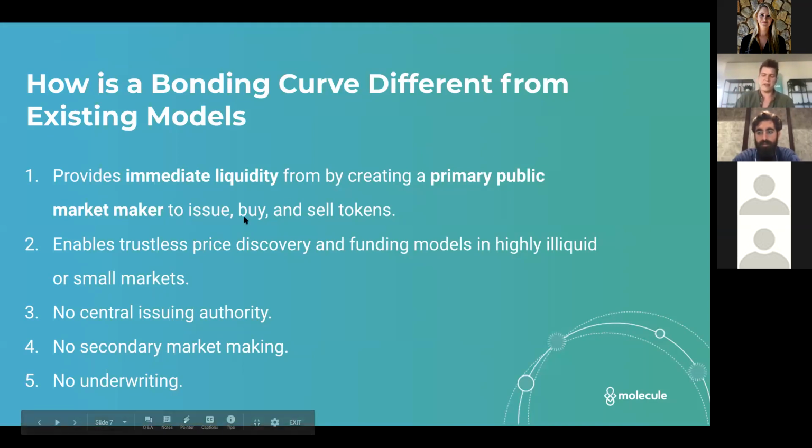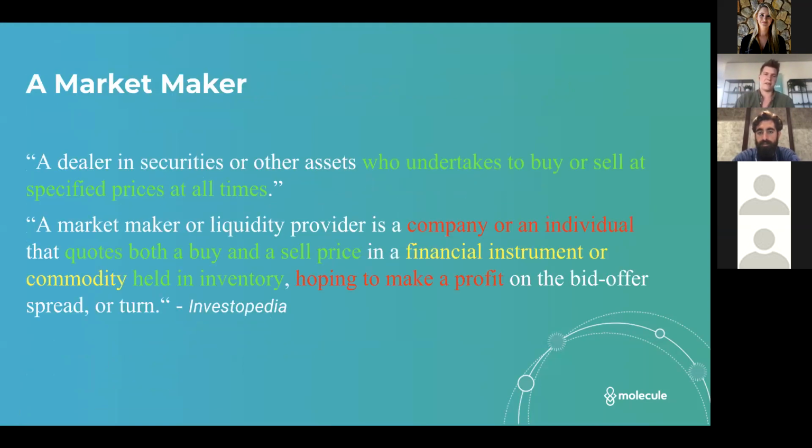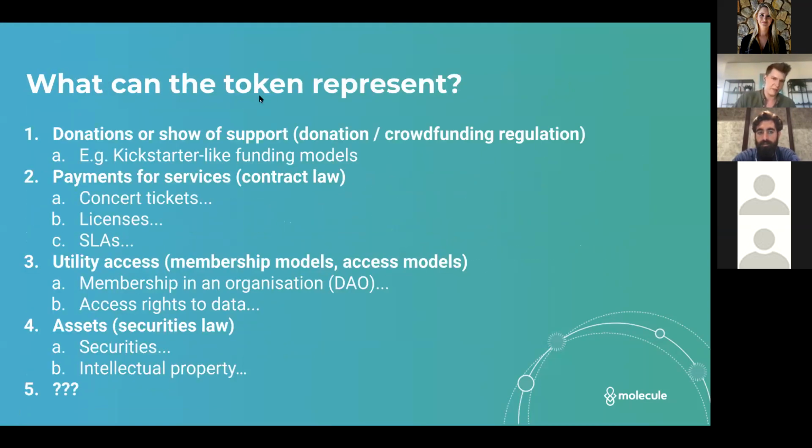But the primary aspect of it, I think, is what these different tokens can represent. And there, I think bonding curves don't reinvent the wheel in terms of what we can tokenize. But what they do provide is the tokenization of a lot more things. So it becomes a lot more attractive to tokenize different things. So what can these tokens represent? It could be a donation or a show of support. We'll get into that a little bit later, which is then e.g. like Kickstarter-like funding models. So Kickstarter on a bonding curve.